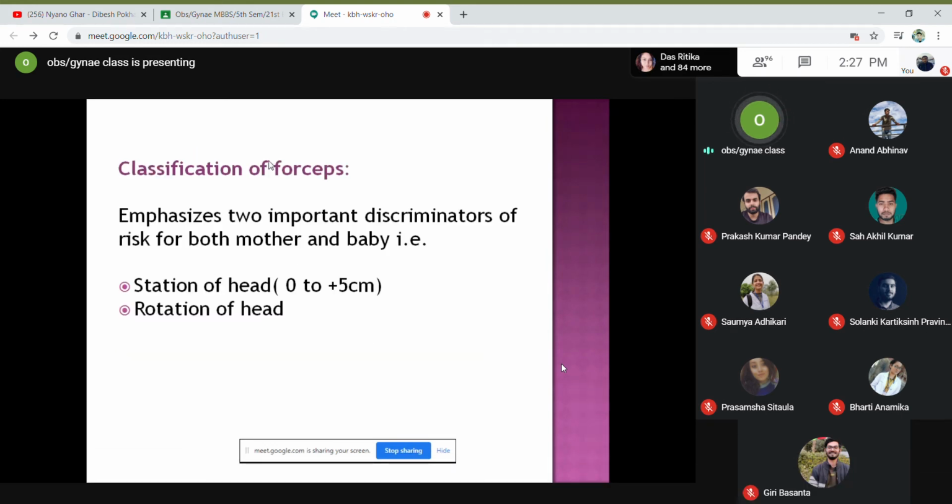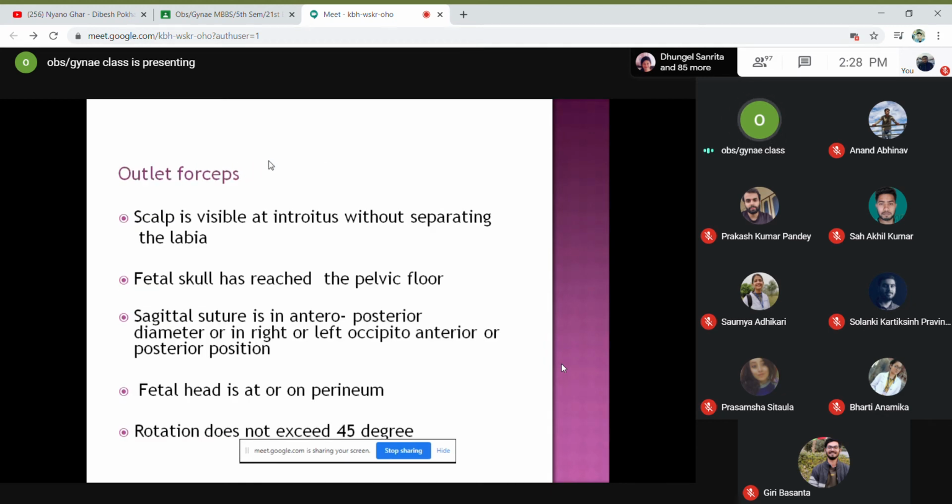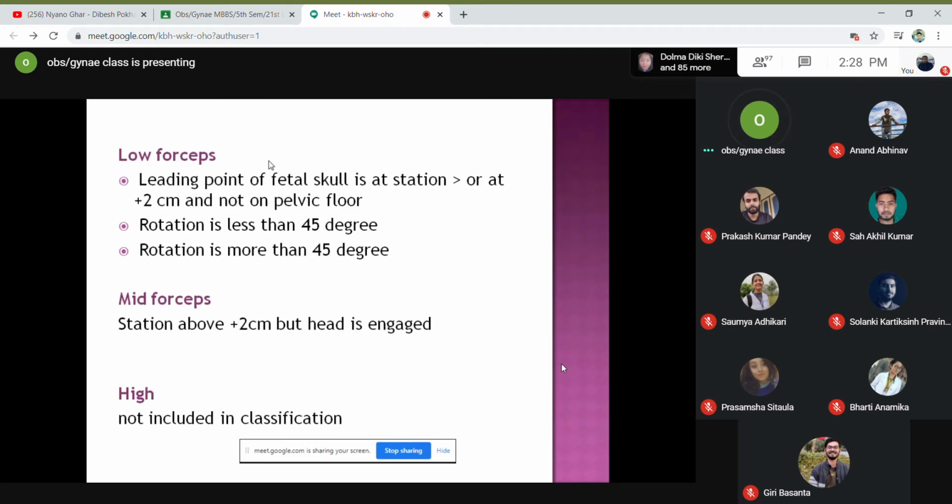So how do you classify the forceps? Basically, this is a detail you don't need, but you have to know. The classification of the forceps depends upon two discriminators: one is the station of the head, and second is the rotation of the head. Depending upon that, we classify the forceps into outlet forceps, low forceps, mid forceps, and high forceps.